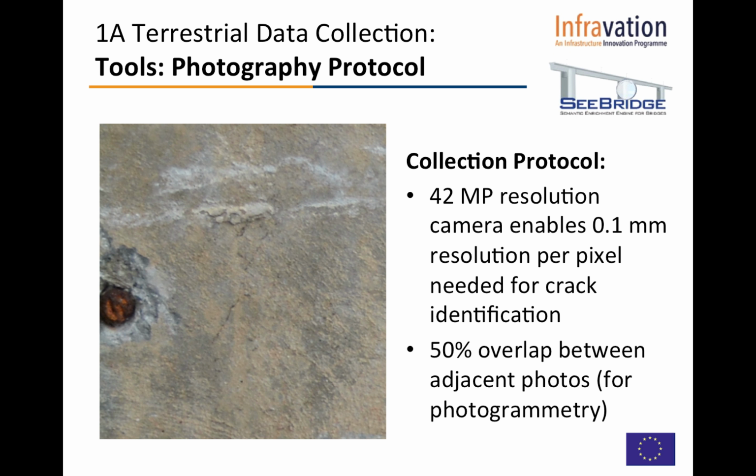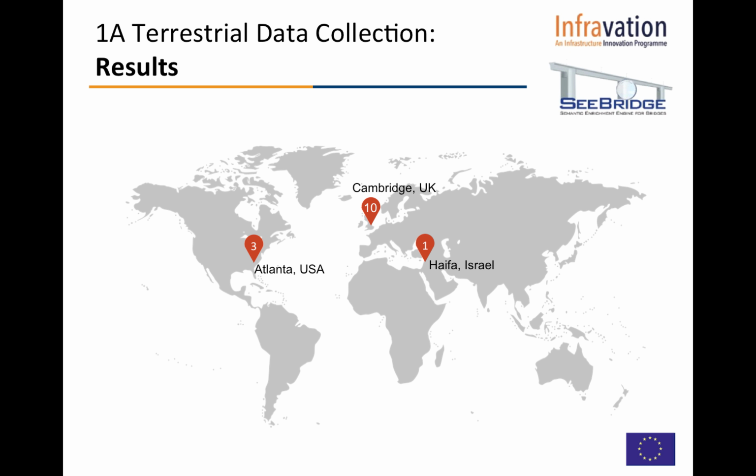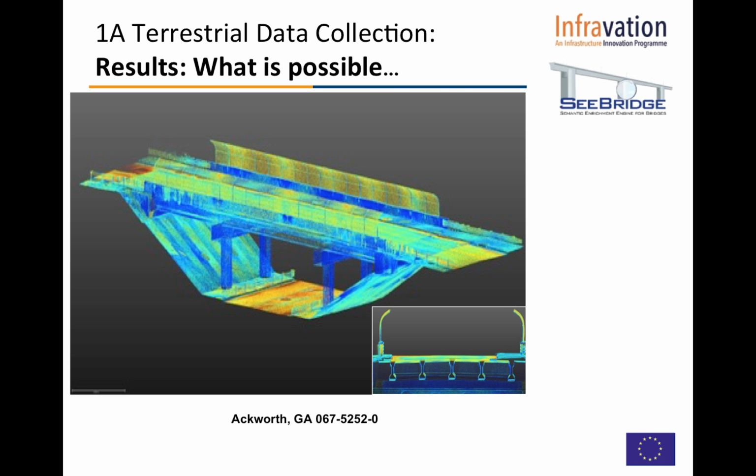So these two processes, the laser range finding with the scanner and the photography, were carried out at a number of locations around the globe, some in Atlanta, some in Cambridge in the UK, and some in Haifa, Israel. Again, this was to collect data for the front end to allow the engines to have something to work on and to test. So let's take a look at some of what is possible.